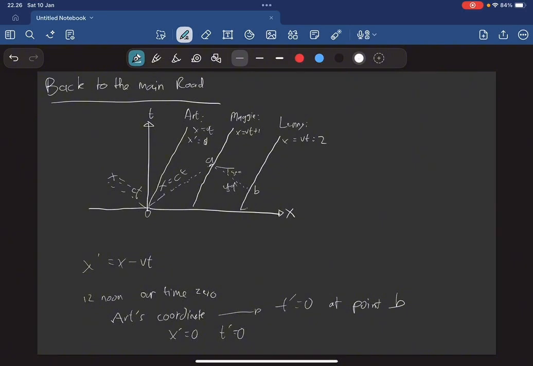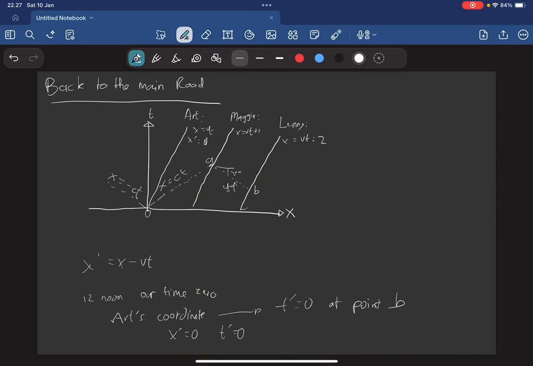We will go through this exercise in detail. It's a little cumbersome, but quite easy. There are two steps involved, the first being to find the coordinates of point A. Point A sits at the intersection of two lines, the rightward moving light ray x equals ct and the line x equals vt plus 1, which is Maggie's world line. To find the intersection, we just substitute one equation into the other.